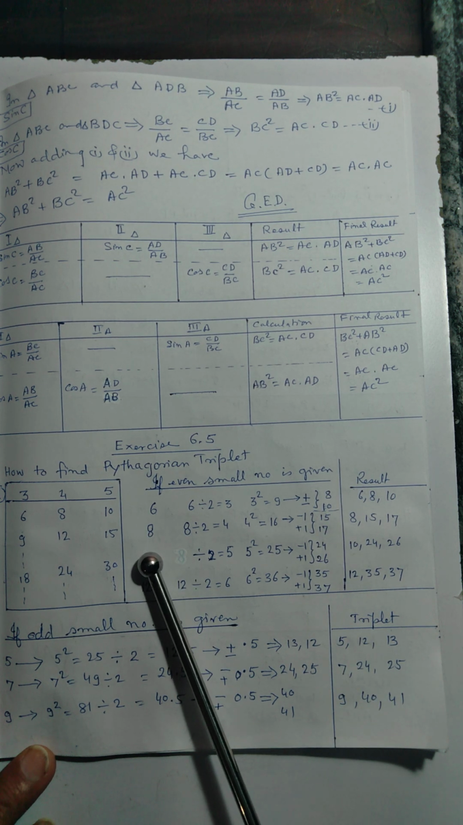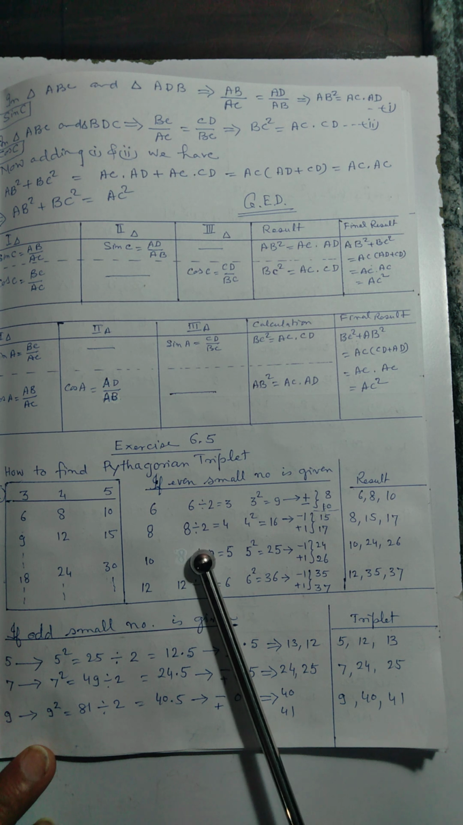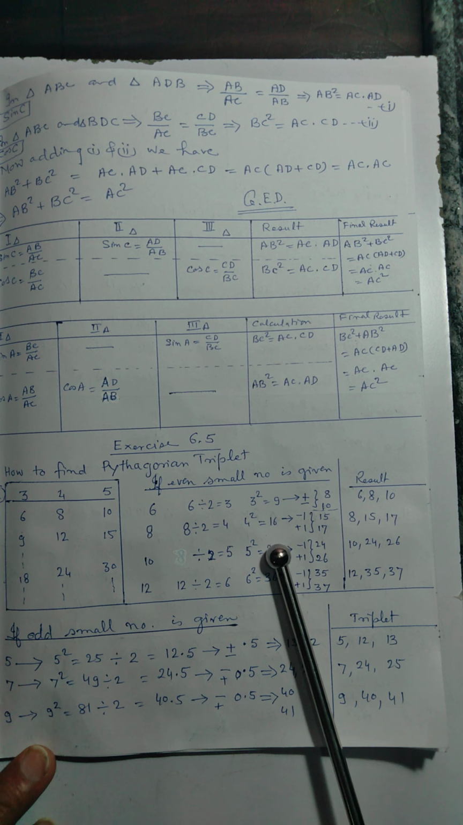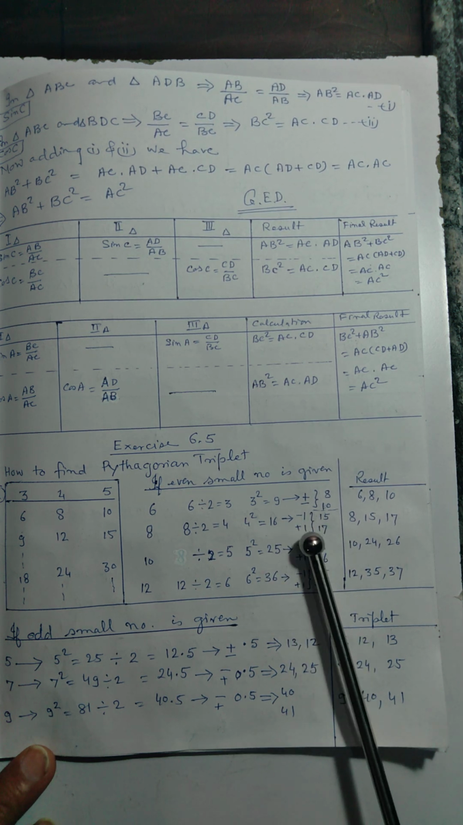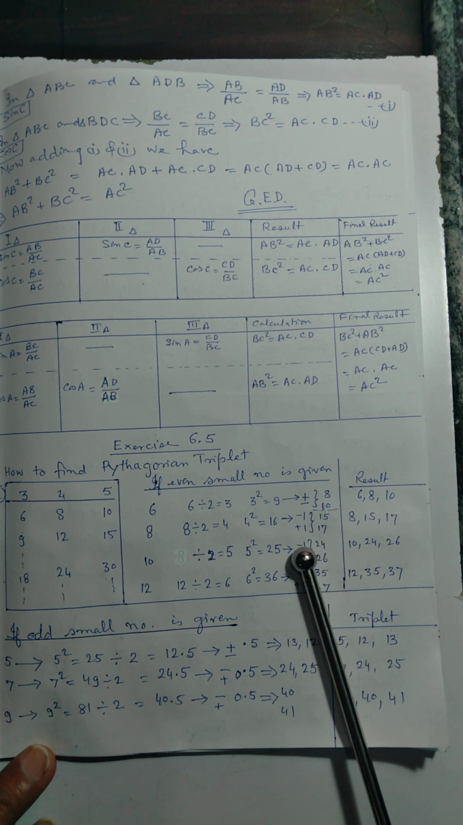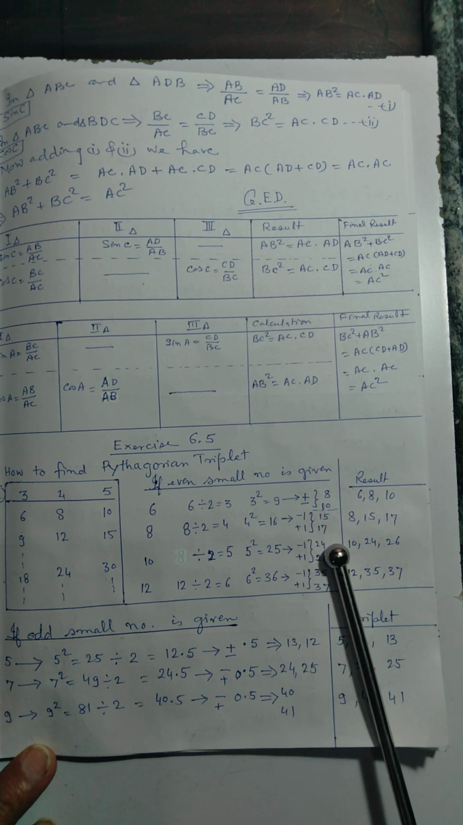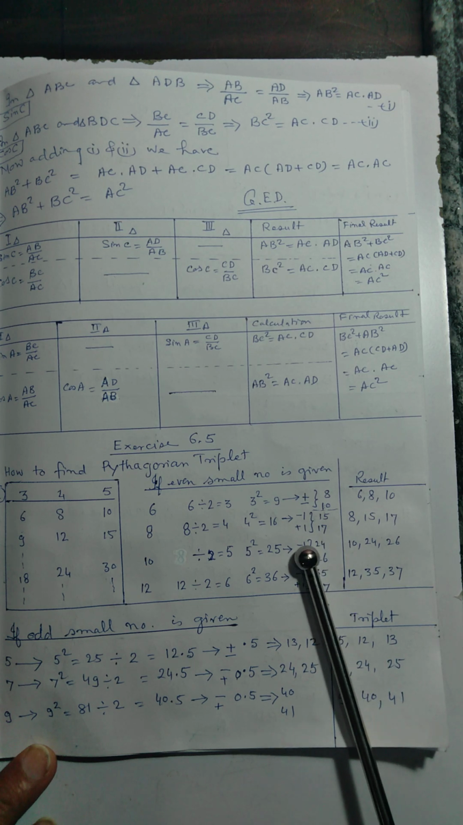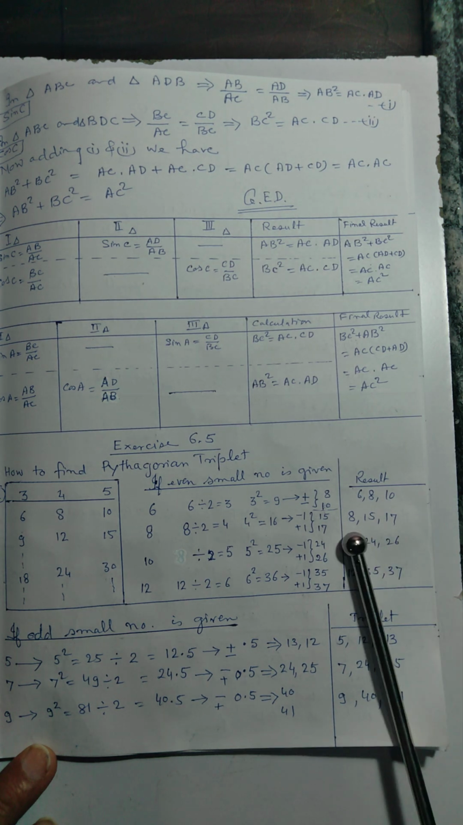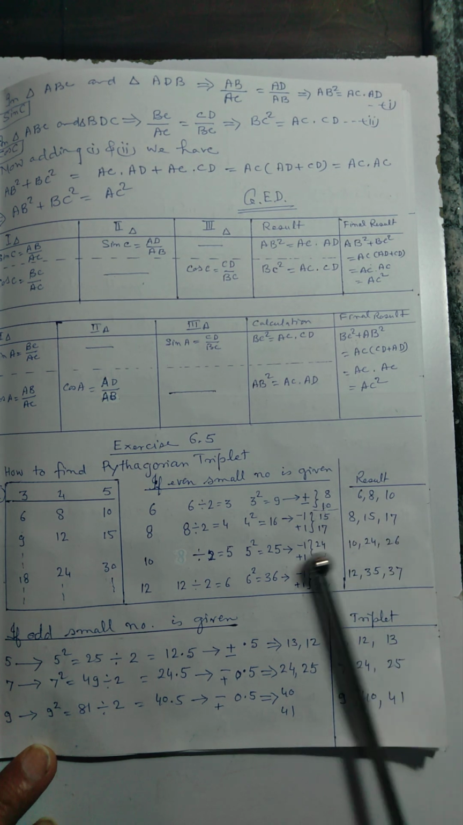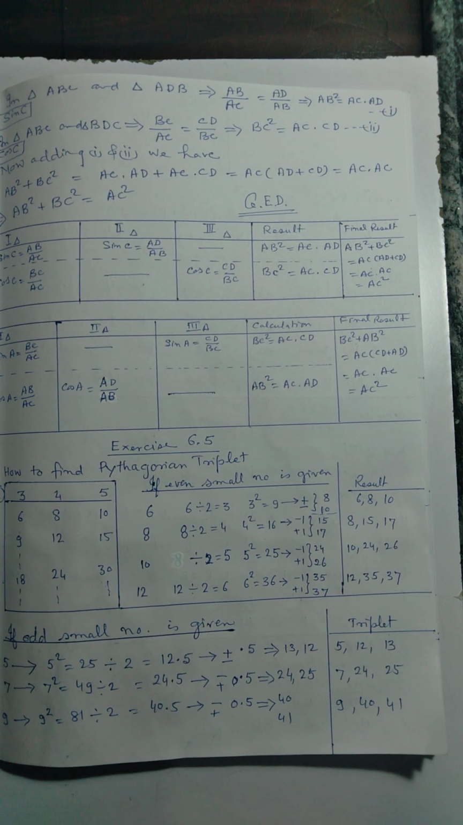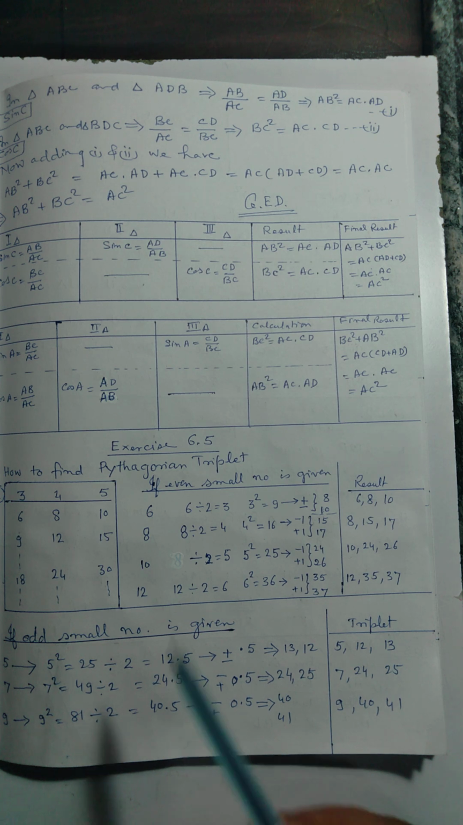Similarly, if you take 8, divide it by 2, you will get 4. Take the square of 4, that will be 16. From 16, you have to subtract 1 and add 1. While you subtract it, you will get 15, and while you add it, you will get 17. So 8, 15 and 17, this is your Pythagorean triplet. If you have 10, so 10 divided by 2.